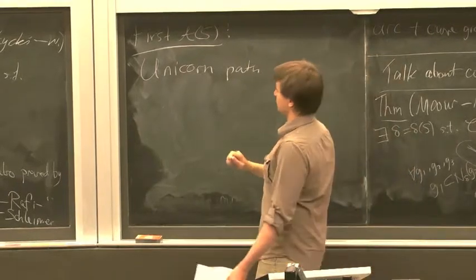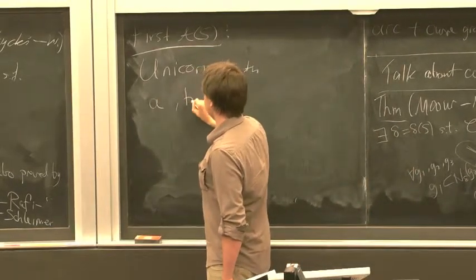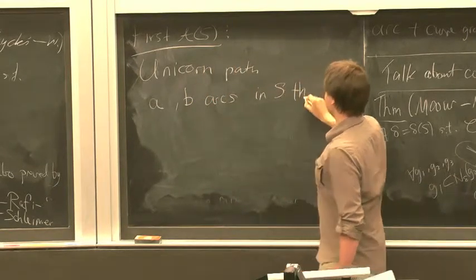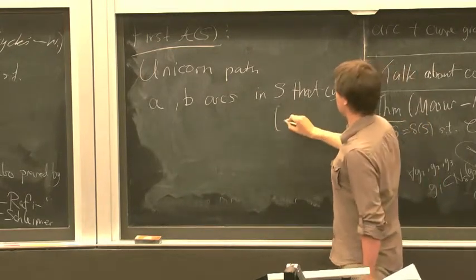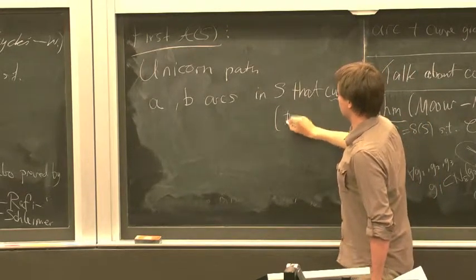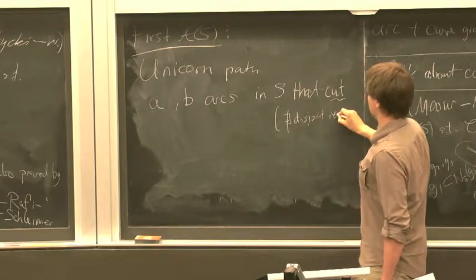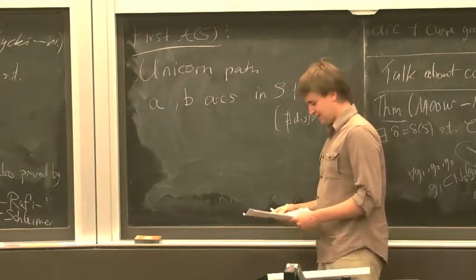Right, okay. So I'm going to describe to you what uniform paths are. Suppose I've got A and B arcs in S that cut. Okay? So what does cut mean? It means it doesn't exist as representatives. So basically they intersect.